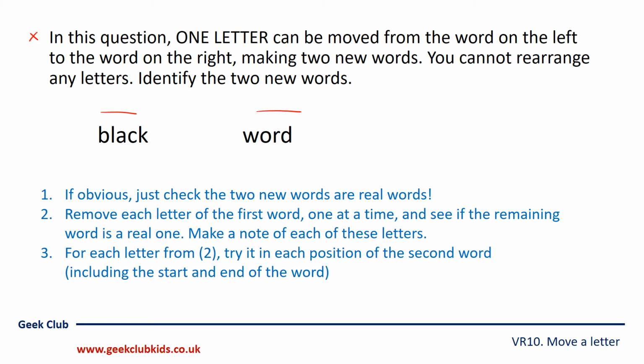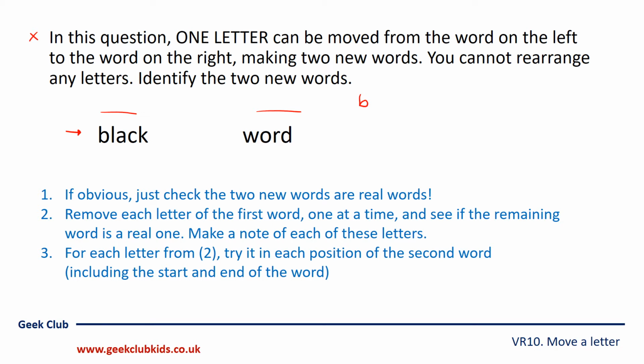We start by concentrating on just the first word. And we think, which of these letters can we remove safely and still leave a new word? Let's see what happens if we remove the letter B from the word black. If we do, then we get lack, which is a word. So we could remove the letter B from black. Let's make a note of that.